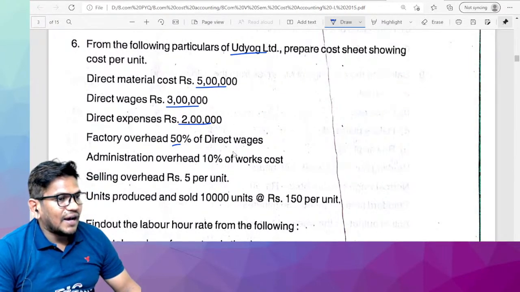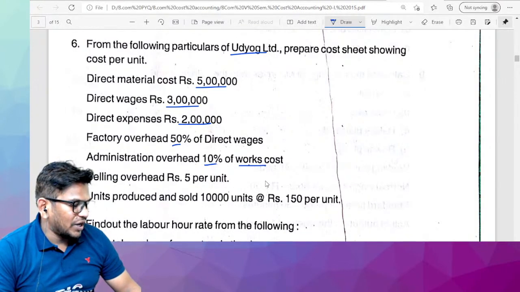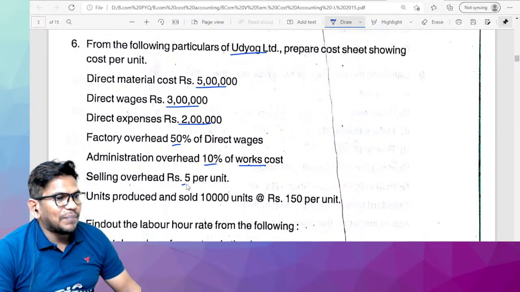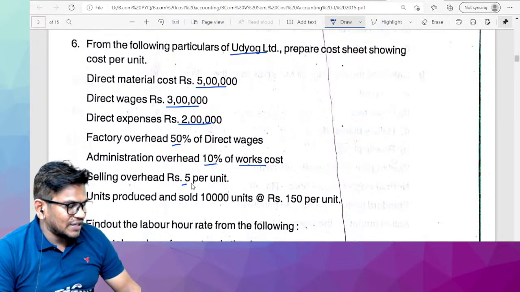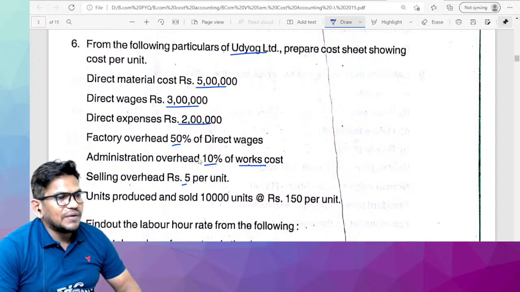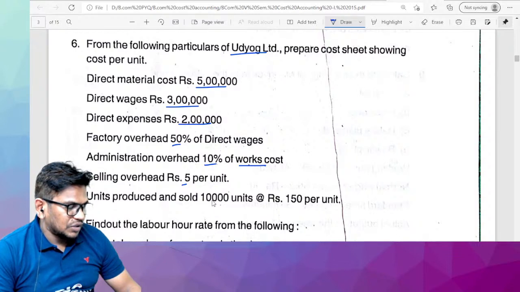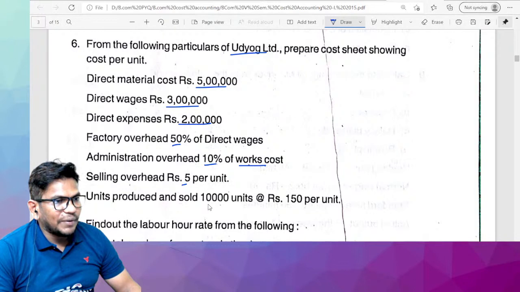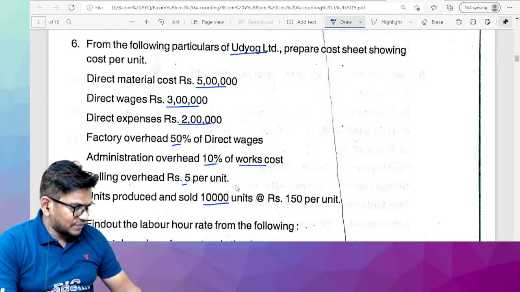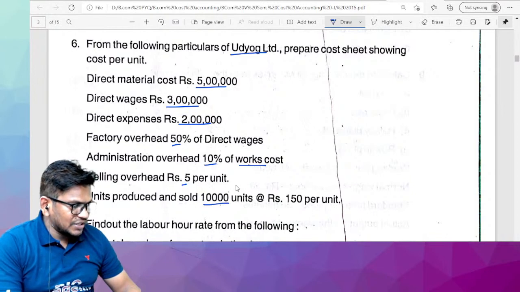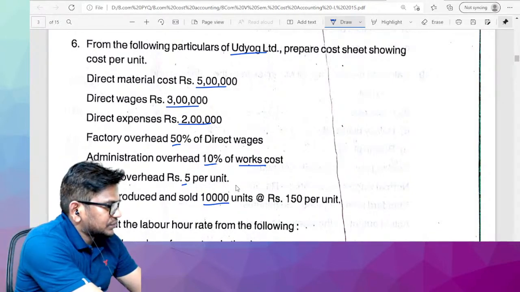And administrative overhead is 10% of work cost. Selling overhead is 5 per unit. Very easy it is, right? Units produced and sold are 10,000. They have produced and sold 10,000 units.